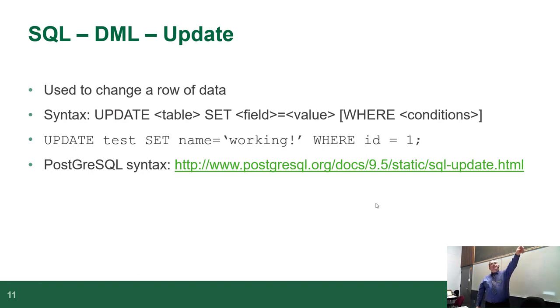For example, I'm going to update test. I'm going to set the name to working where the ID is equal to 1. So if there's a row where the ID is equal to 1, it'll change its name to working. If you want to do more than one column update at a time, again, comma delimited key value pairs. So you go name equals working, comma active equals false.